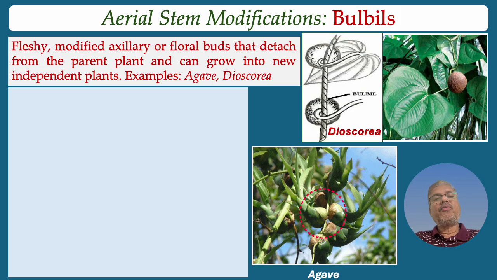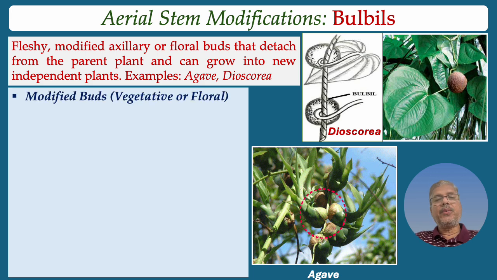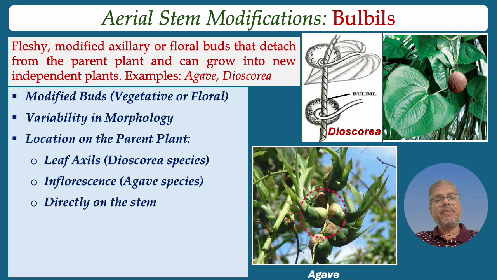Bulbils are fleshy, modified axillary or floral buds that detach from the parent plant and can grow into a new independent plant. Examples are Dioscorea and Agave. A bulbil is essentially a small specialized bud, either a vegetative bud or a modified bud, that detaches from the parent plant. It is a miniature preformed plant. Bulbils can vary in shape and size depending on the plant species. They can be spherical, oval, or somewhat irregular. They are often compact and fleshy.